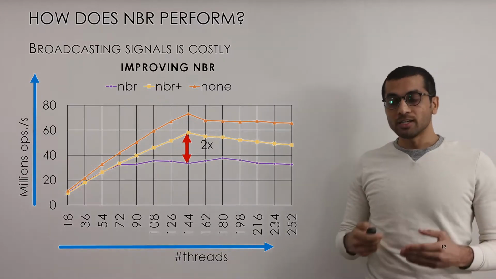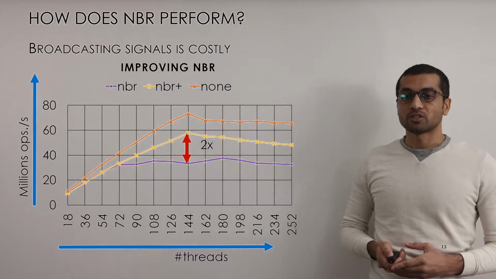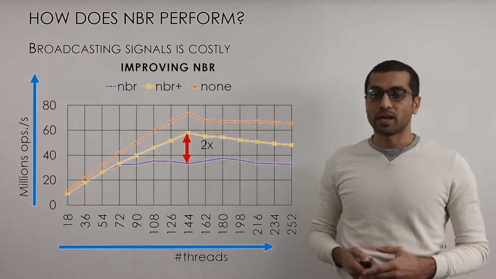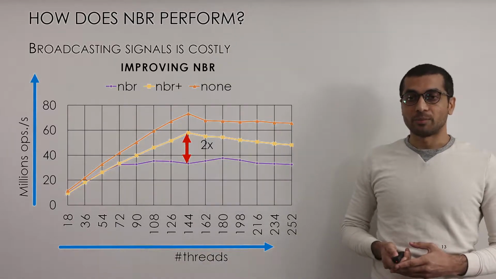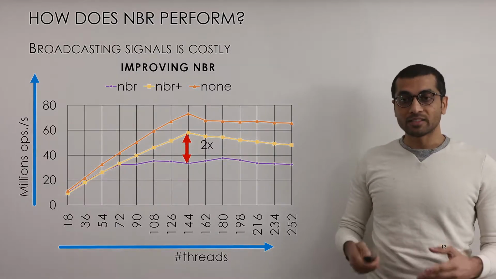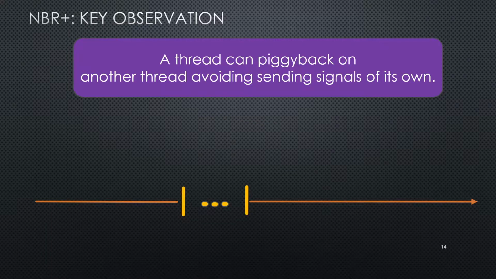This motivated us to propose an optimization over this plain NBR, which tries to reduce the number of signals sent in the system. We named this algorithm NBR Plus. As can be seen, it performs up to 2 times faster than the plain NBR algorithm, and it maintains its trend even under oversubscription. NBR Plus actually uses the observation that a thread can piggyback on another thread to reclaim its own records without sending signals of its own. Let's see how it is done.